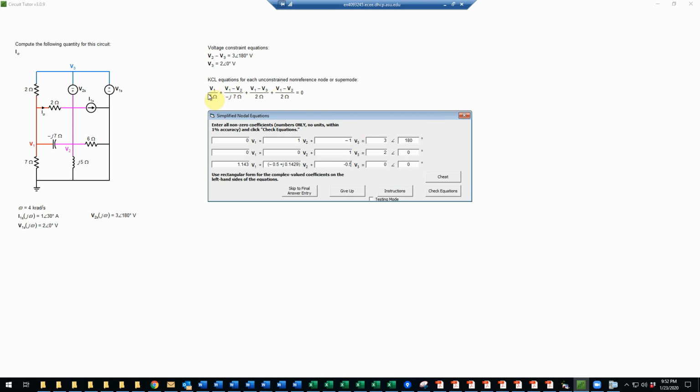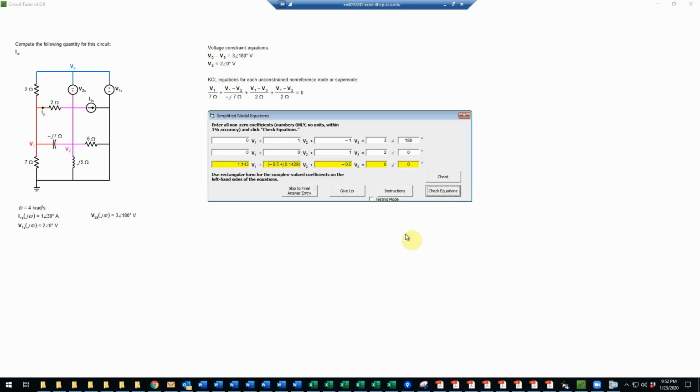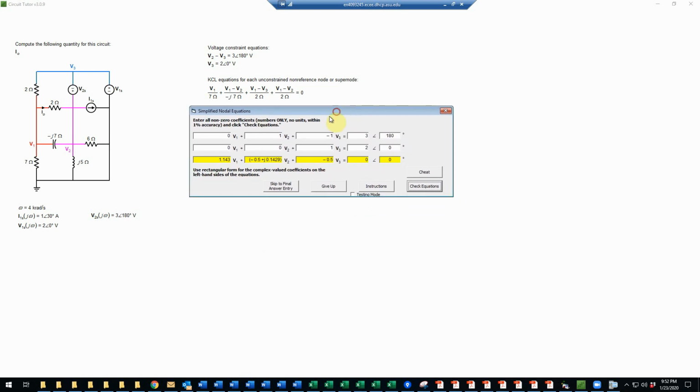And then the constant term here, well, there is no constant term in this equation, so that will be 0. Okay, so those should be the proper equations, so now we'll check those. Okay, and it looks like we do have an error there. And notice that all of the boxes here are turned yellow, regardless of which one, because it can't really determine which coefficient you've entered incorrectly. So let's just double check that.